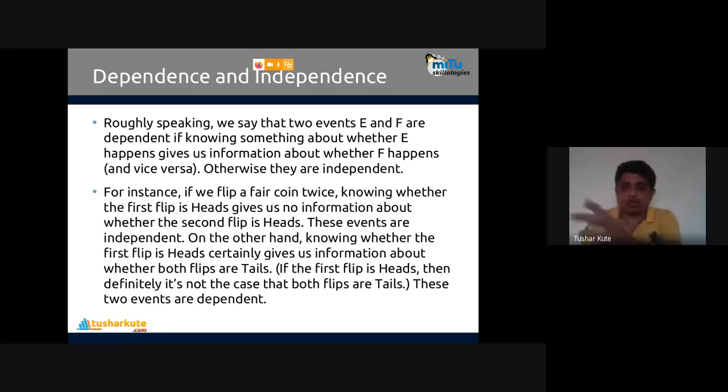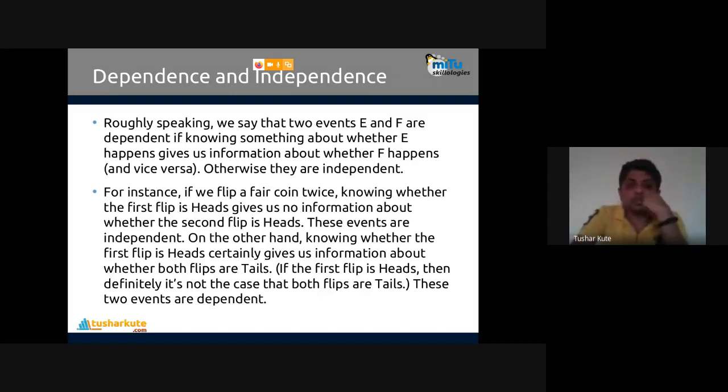Okay, E and F, two events are there. So F is dependent on E, or E is dependent on F. For instance, if we flip a coin twice, knowing whether the first flip is heads gives us no information about whether the second flip is heads. These events are independent. If I make a flip and get a head, I will not know that the second time I will also have a head. The second time may have a tail also. So these events are independent.